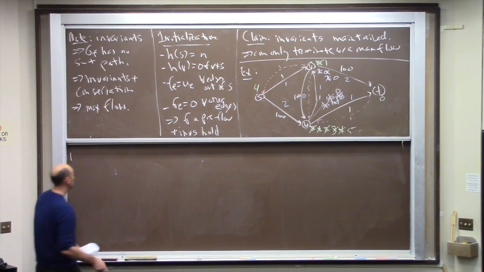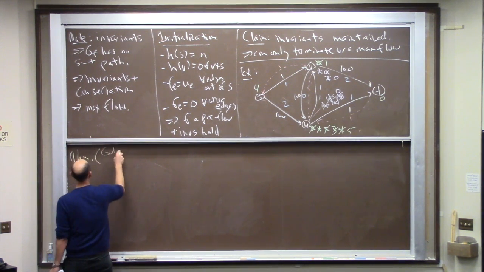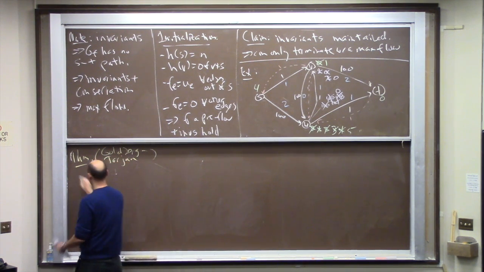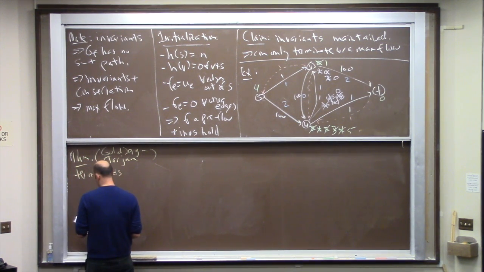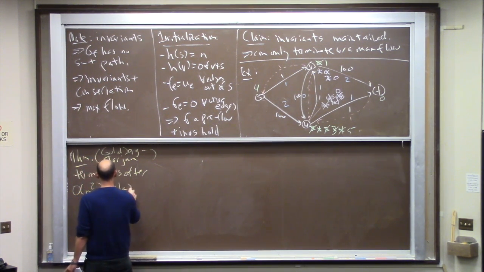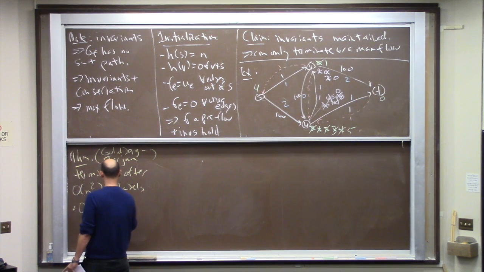Okay, so what's actually true about this? Here's what we're going to prove. This is due to Goldberg and Tarjan, back in the mid-80s. This push-relabel algorithm terminates after O(n^2) relabels and O(n^3) pushes.